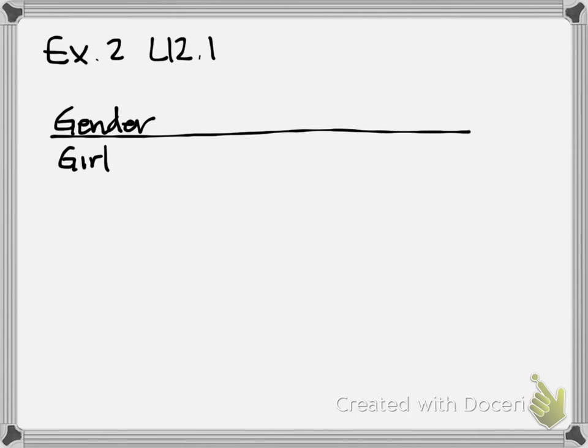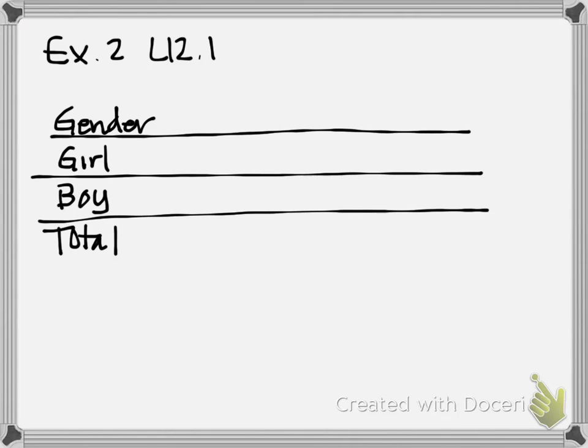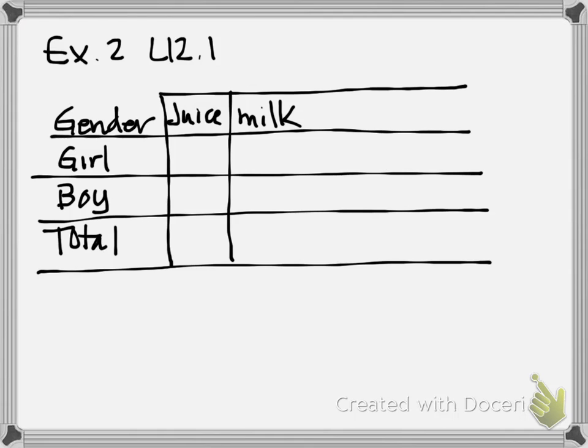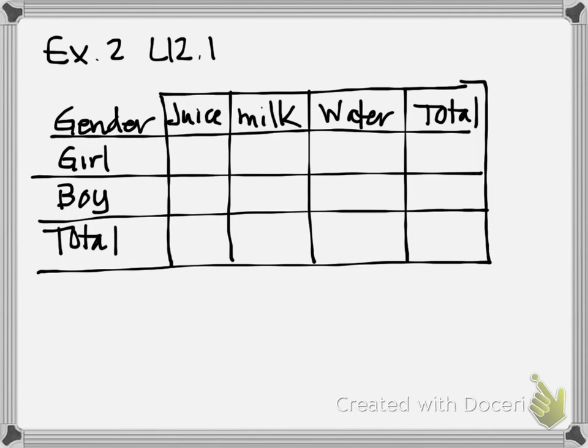So we have girls, boys, and then we have total. That total column is going to really come into play. And then we have 3 types of drinks. We have juice. We have milk. We have water. And we have total. And then we need to give this a title, and this would be lunch beverage.